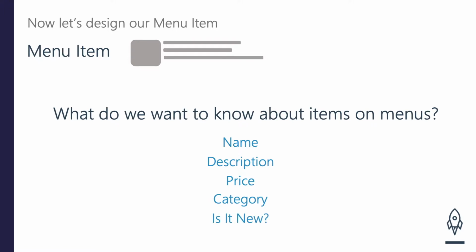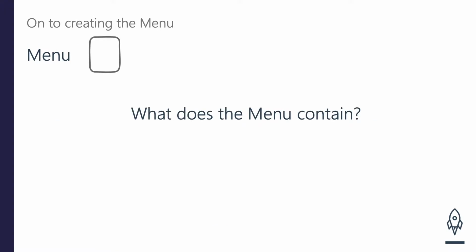And then finally, is it new? Is this salad something that the chef just came out with? Or is this something that's been around on the restaurant's menu for ages? These are just some of the things that can be on our menu item. So I'm going to write this down. And then we're going to move on to designing the menu.